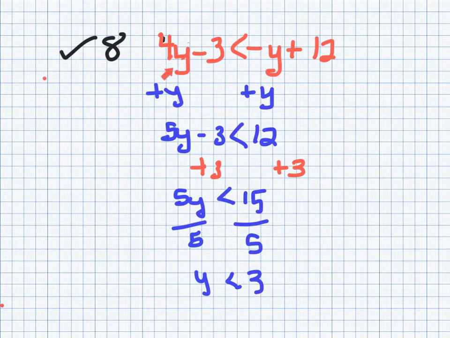Checkpoint 8 was the inequality 4y minus 3 is less than negative y plus 12. I'm going to add a y to both sides to get rid of the y right here. I end up with 5y minus 3 less than 12. The y is gone. Now I'm going to add 3 to both sides, so I would end up with 5y, and then the 3's cancel each other out. Now 5y is less than 15. I now need to divide by 5 to isolate the y, and I end up with y is less than 3.